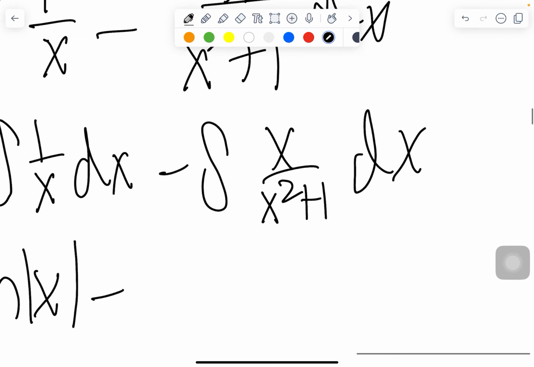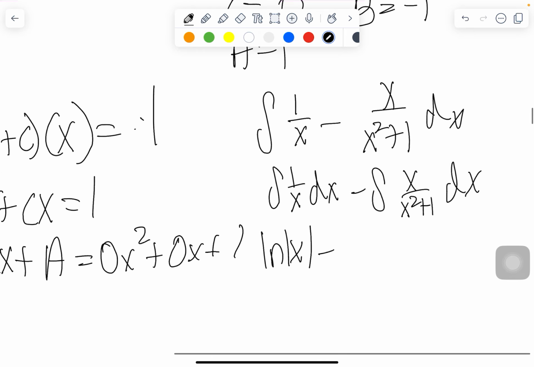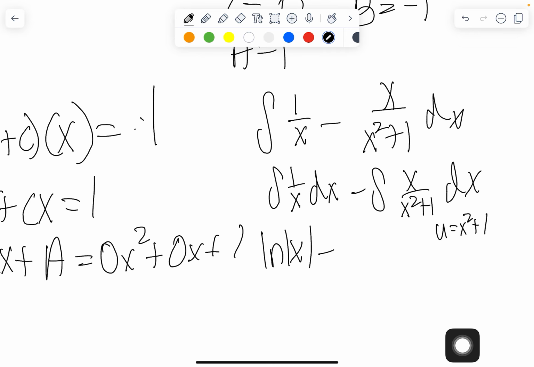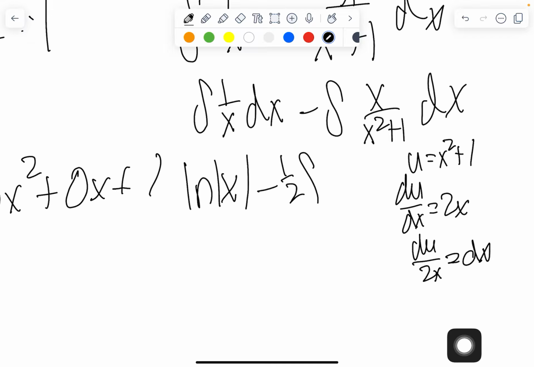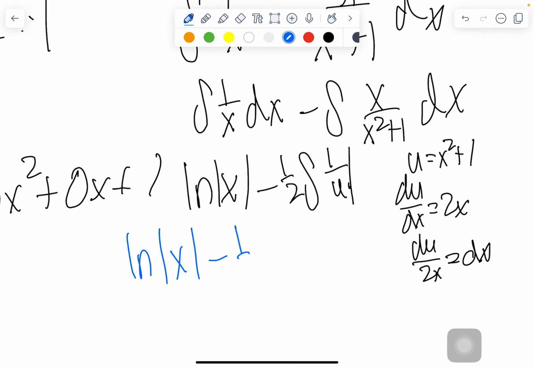For this one, we could use u sub, where u equals x squared plus 1, du equals 2x. So then du over 2x equals dx. So when we divide by 2, we take the 1/2 out, and we get the integral of 1 over u, which is just ln u. So our final answer would be ln of x minus 1/2 ln of the absolute value of u, which was x squared plus 1 plus c.